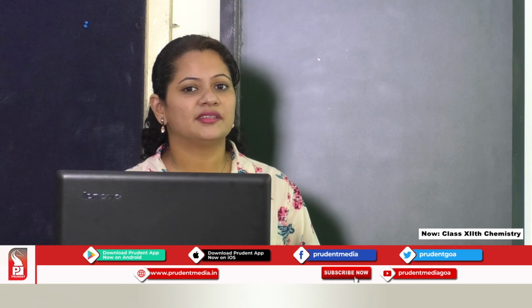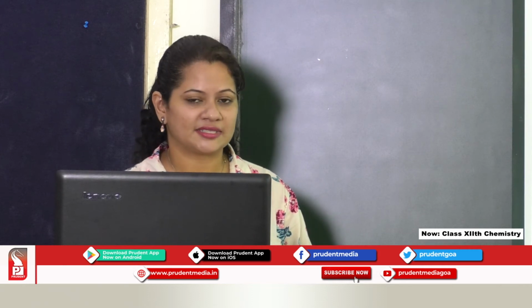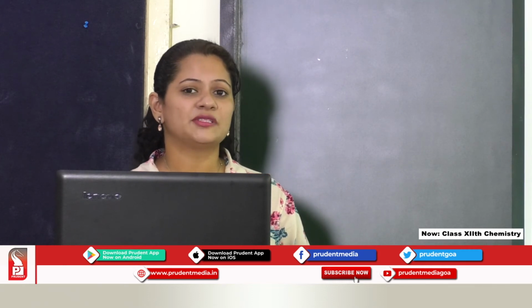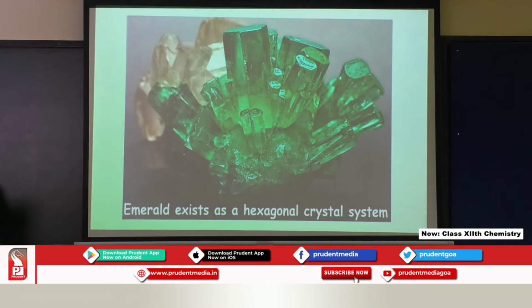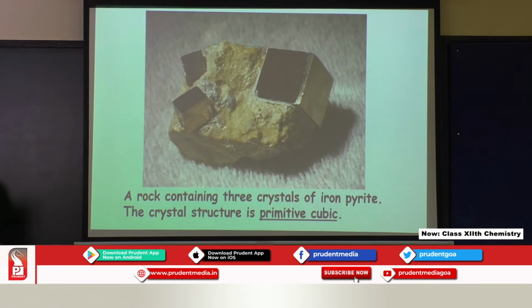We discussed the different Bravais lattices. Let us see some examples of the same. Emerald exists as a hexagonal crystal system. This is a picture of a rock containing 3 crystals of iron pyrite, and the crystal structure is primitive cubic.